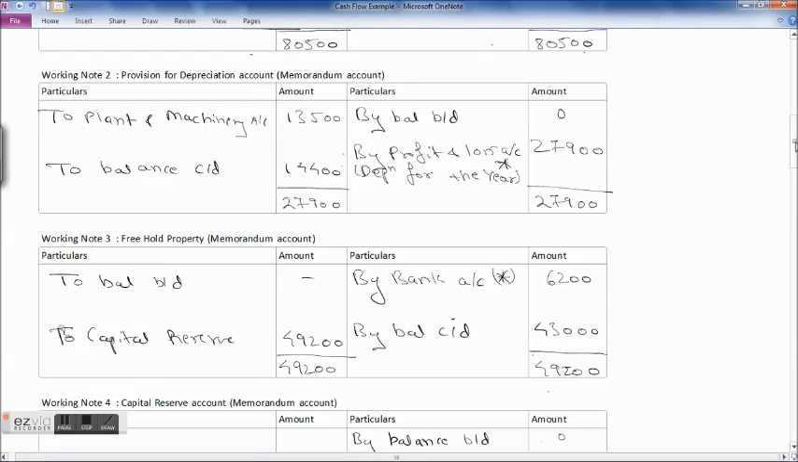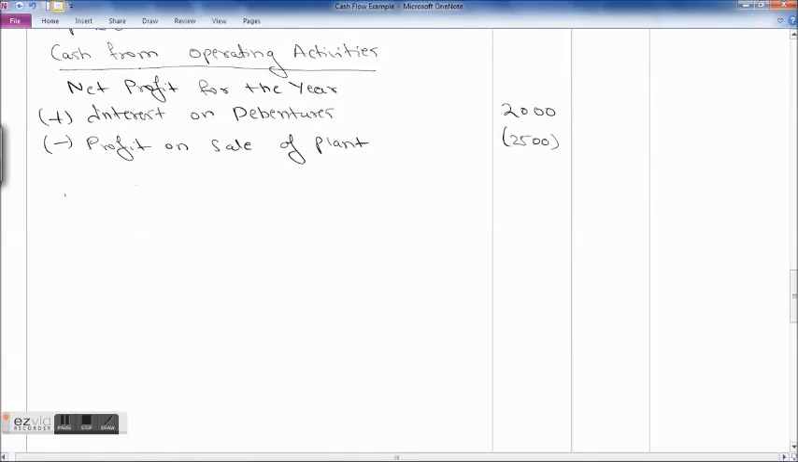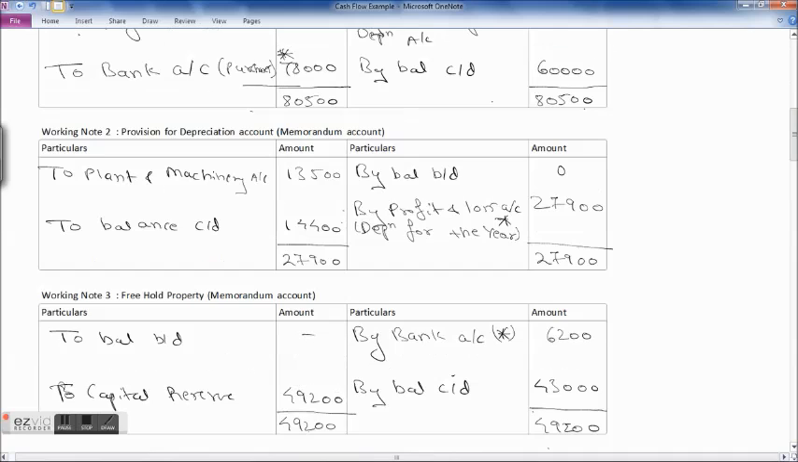Depreciation for the year is a non-cash expenditure. So while calculating cash flow from operating activities using the indirect method, you have to add back this depreciation. So 27,900 we have to add back to our net profit. Add depreciation for plant and machinery, 27,900. We have to add it back since it's a non-cash expenditure. Now the next one.